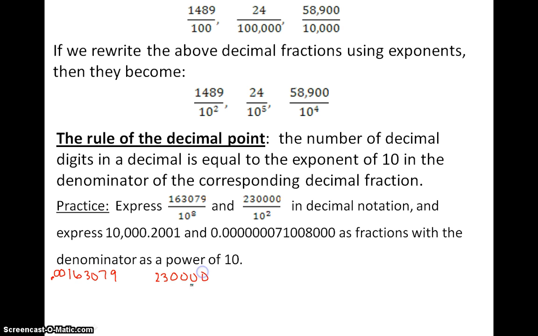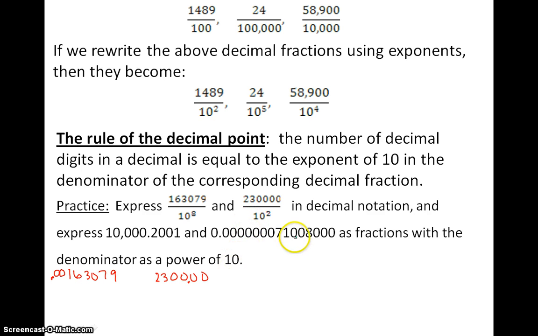All right, if we take a look at the next one, it would be 23 and 4 zeros, so 230,000. And the 2 here tells us that we're going to go to the second decimal place and put a decimal point there. Again, we could drop these last 2 zeros, but this is the representation of this fraction.